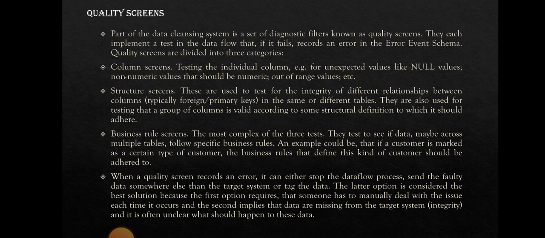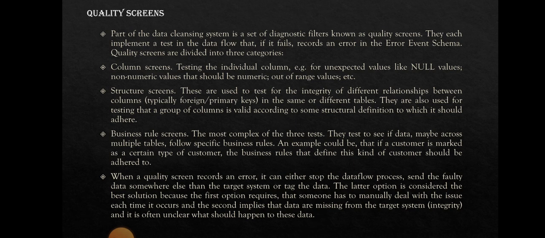Column screens: these test the individual columns, for example for unexpected values like null values, non-numeric values, or out of range values, etc. Structure screens: these are used to test for the integrity of different relationships between columns, typically foreign and primary keys in the same or different tables. They are also used for testing that a group of columns is valid according to some structural definition to which it should adhere.